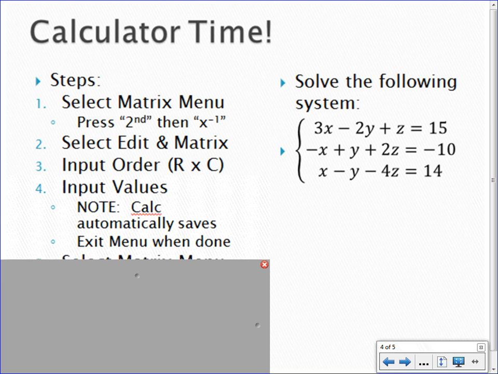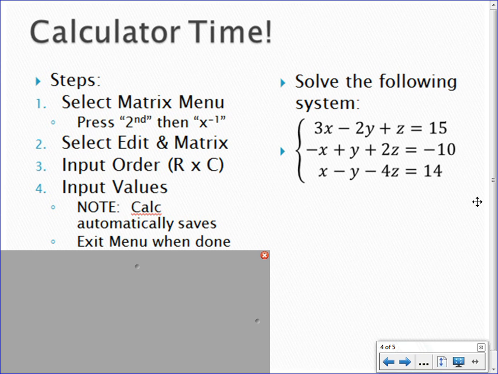Now you need to input your values. So 3, -2, 1, 15. And just keep going. Hit 3, enter, -2, enter, -1, enter, and it'll go right to the next space. Now, right now, there's no dots separating out where your equal sign is. We're going to tell our calculator that it's an augmented matrix, and so it's going to assume it's augmented when we tell it.